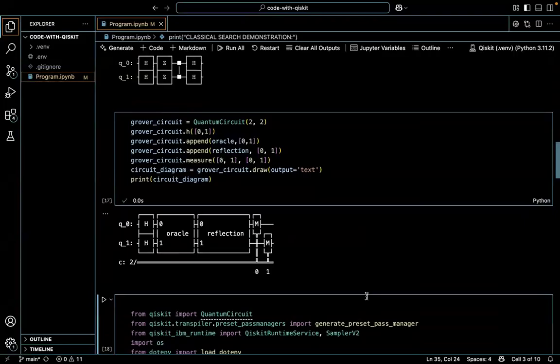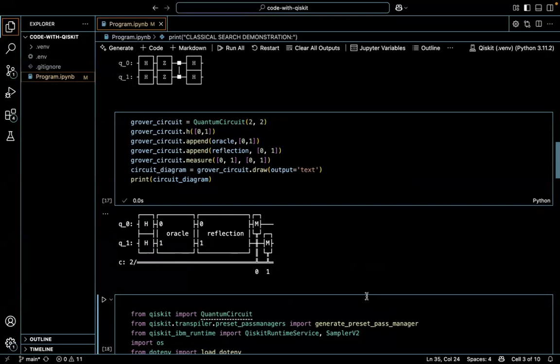Now we combine everything in our complete Grover circuit. We start by applying a Hadamard gate to create a superposition of all possible states. Then we apply our oracle, which marks the target state with a phase flip. This encodes our search criteria. Then we apply the reflection operator, which amplifies the marked state.